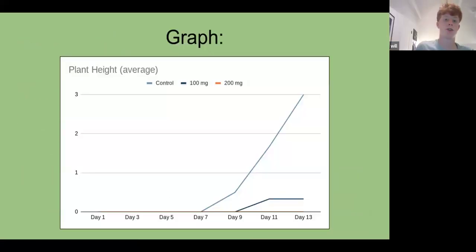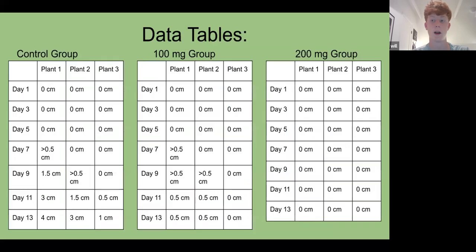This shows the graph, which is labeled in centimeters. The control group, which is the light blue, starts at 7, where we see the first growth, and then from day 9 and on, it's a constant rapid increase. Whereas the 100 milligram salt group starts at day 9. When it hits day 11, it doesn't grow at all and remains constant for the rest of the experiment. And then the 200 milligram group does not grow at all throughout the entirety of the experiment.